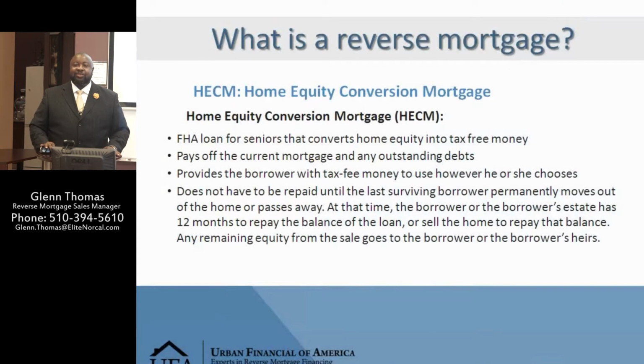All right, what is a reverse mortgage? The correct name is a HECM, Home Equity Conversion Mortgage. It is an FHA loan for seniors that converts home equity into tax-free money. Unlike a lot of other avenues where the money can be taxed, this is untaxed. So they can pull the money out and don't have to worry about paying any type of taxes on it. You can use it to pay off your current mortgage or any outstanding debts that you might have. There are not any limitations on what you can use this money for. It's your money to use how you please. Once again, it provides the borrower with tax-free money to use however he or she chooses.